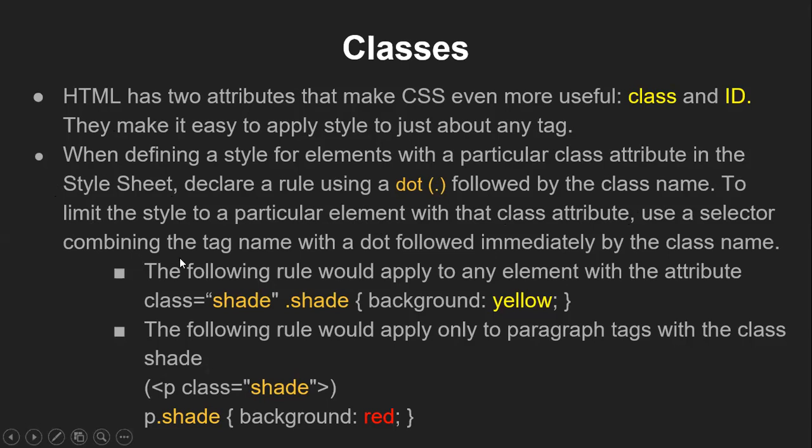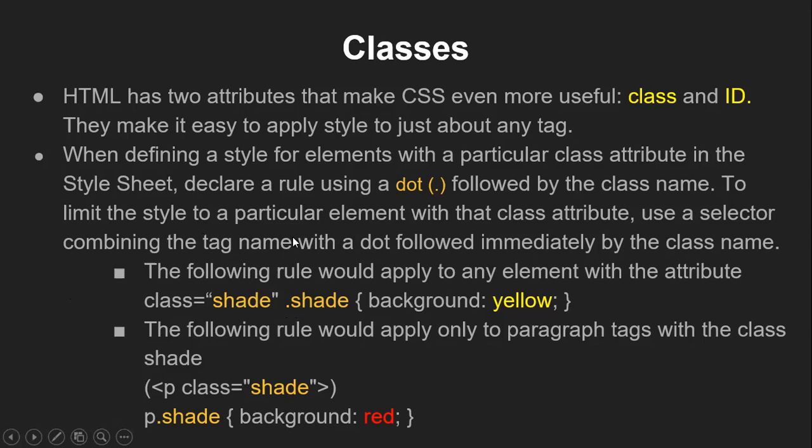Now use a selector combining the tag name with a dot followed immediately by the class name. For example, if you have a class that has shade, what you will do in your CSS is to go to your CSS and select dot shade. Dot shade means that you are trying to select elements that have the shade class in your HTML elements. So you can now say dot shade, then background color yellow.